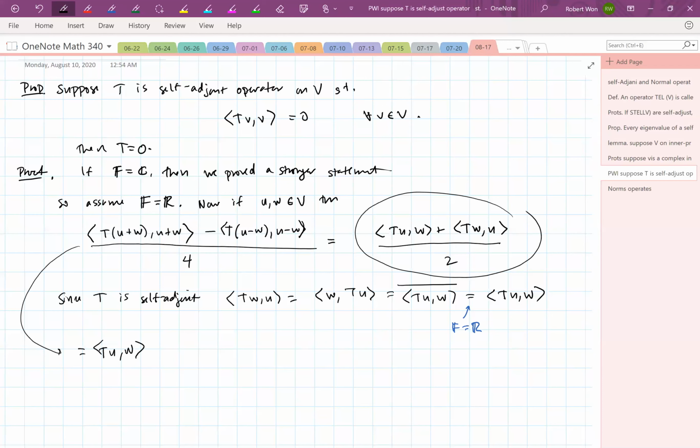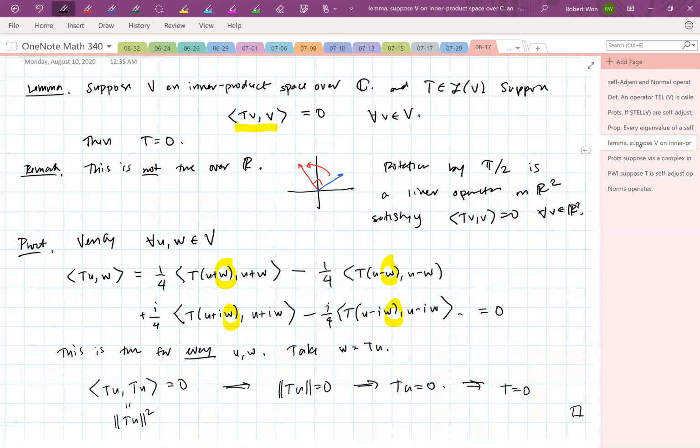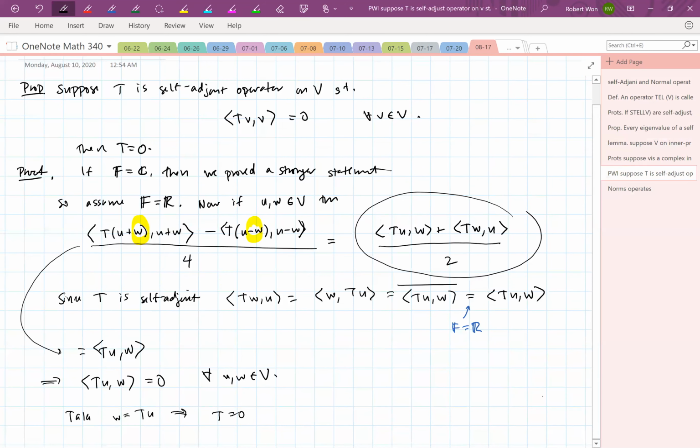But now, by hypothesis, I'm assuming that the inner product of T V and V is always 0. So this is 0, and this is 0. So this means that the inner product of T U and W is 0 for every U and W and V. And again, you just take W to be T of U. This is actually exactly the same as the end of this proof, right? Take W equals T of U, and exactly the same proof implies that T equals 0.